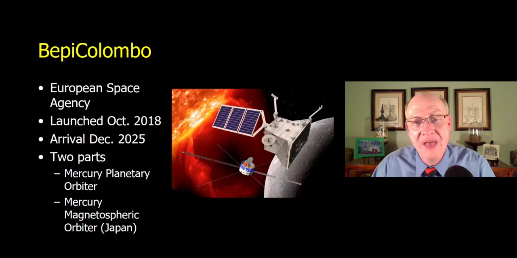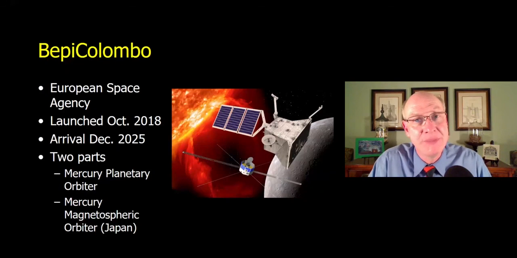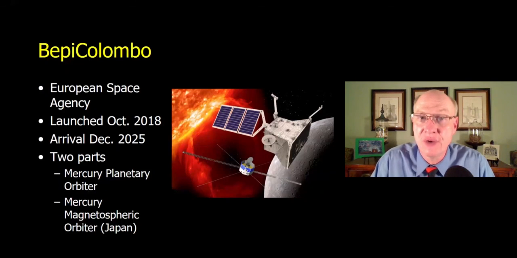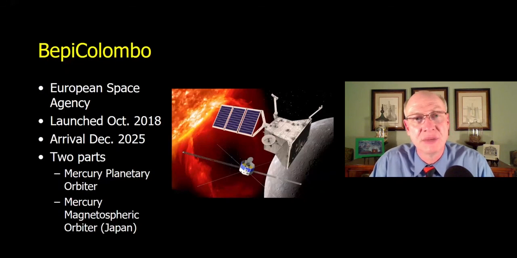But for now, the best we'll be able to do is with the Mercury Magnetospheric Orbiter, measuring the magnetic field of Mercury, which is generated in the core. And that will tell us something about the interior structure of a planet that has an enormous iron-nickel core. As I said earlier, compared to all the other terrestrial planets, its iron-nickel core is larger relative to the planet than any other core of the terrestrial planets.